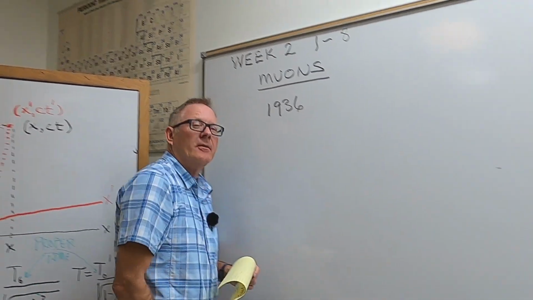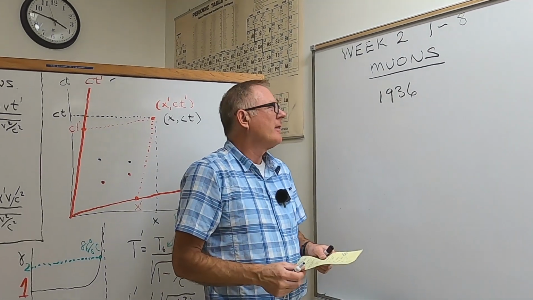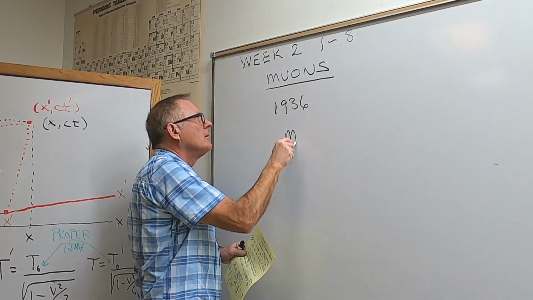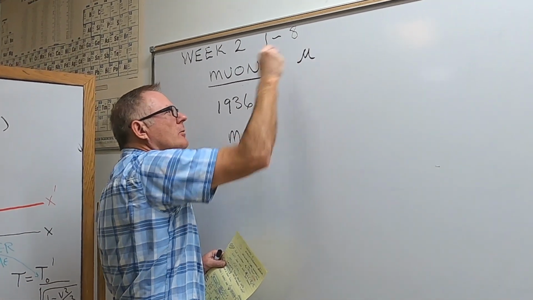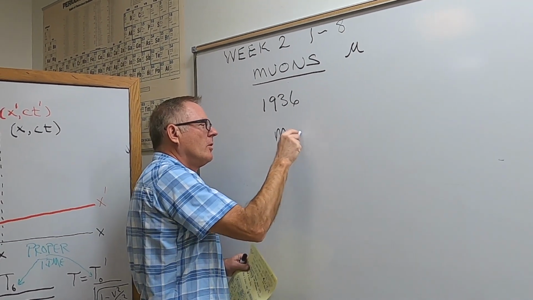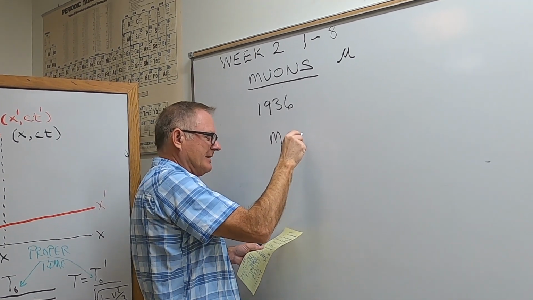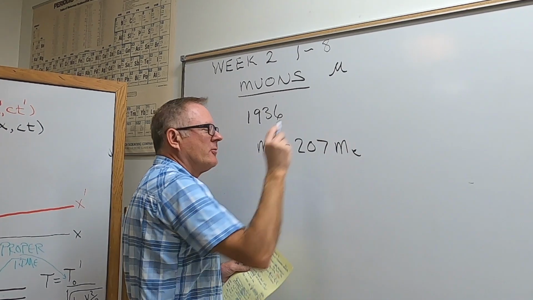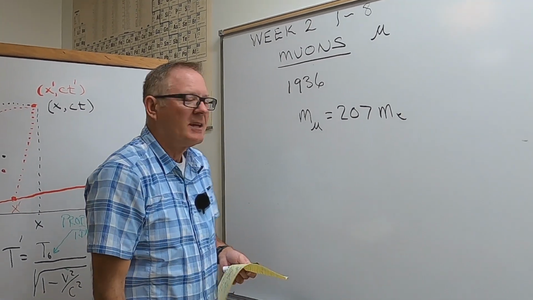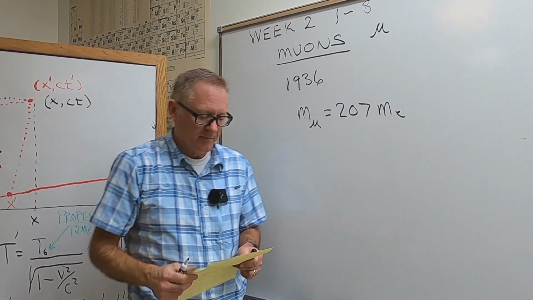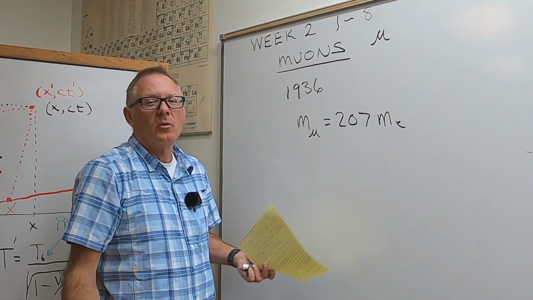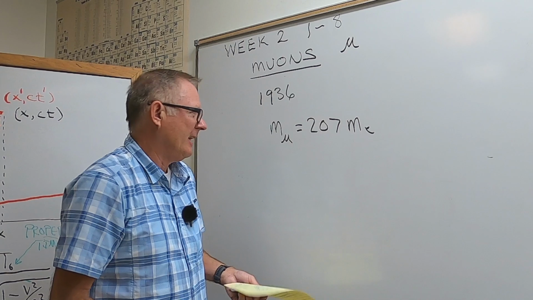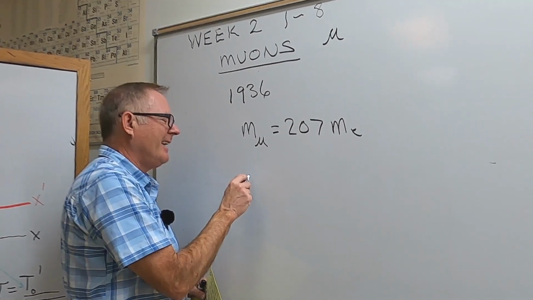Well, then how are they different? They're just a lot heavier. The mass of a muon, we'll use this symbol for the muon, is about 207 times more than the mass of the electron. So it's 200 times heavier, quite a bit heavier. How come we don't see them all over the place? Because they don't last very long. They decay.